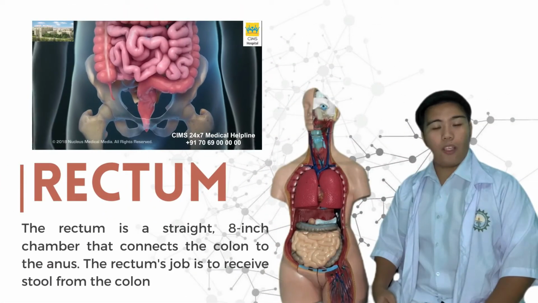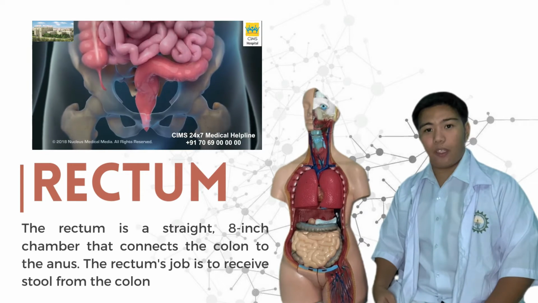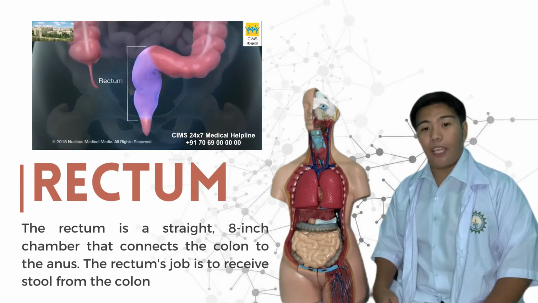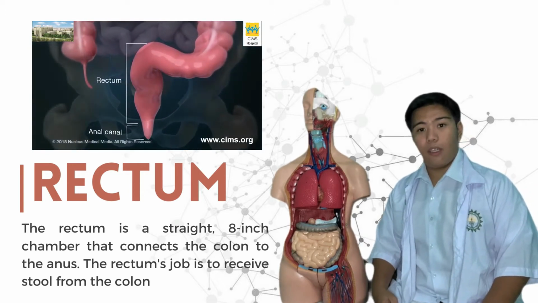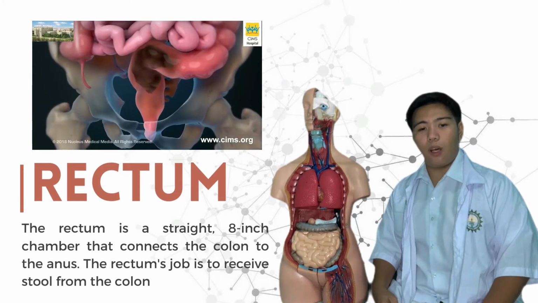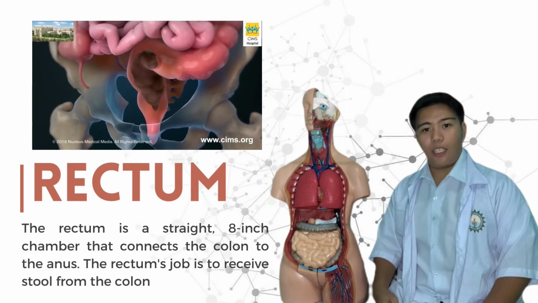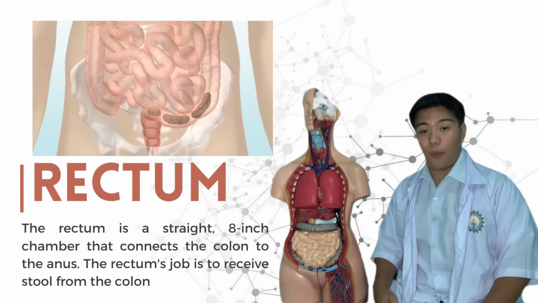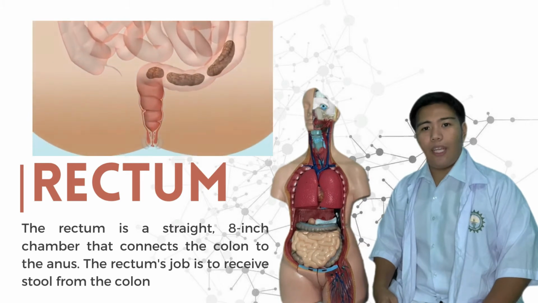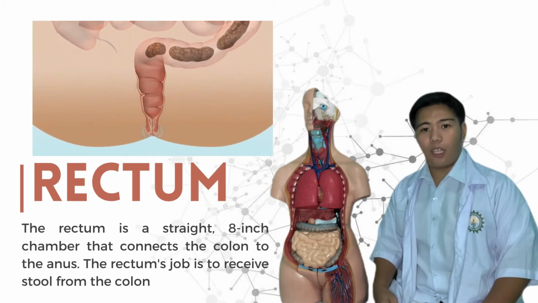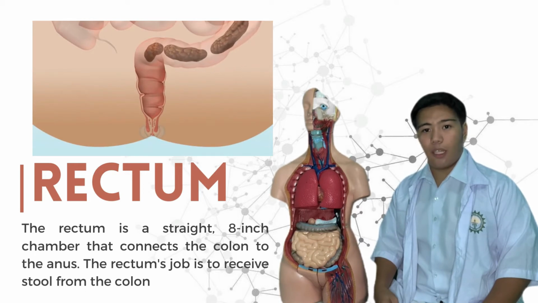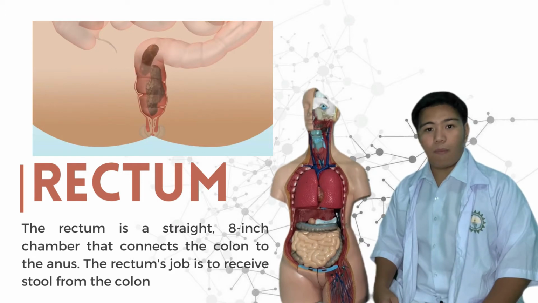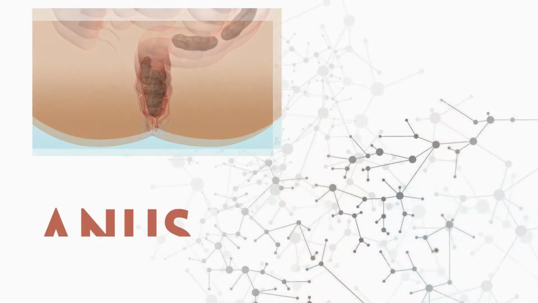Rectum. The rectum is a straight 8-inch chamber that connects the colon to the anus. The rectum's job is to receive the stool from the colon, let you know that there is a stool to be evacuated, and to hold the stool until evacuation happens. When anything, gas or stool, comes into the rectum, sensors send a message to the brain. The brain then decides if the rectal contents can be released or not.